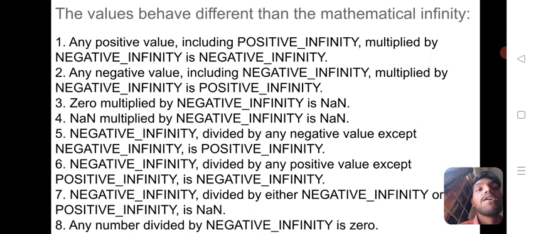Any positive value including positive infinity multiplied by negative infinity is negative infinity. Any negative value including negative infinity multiplied by negative infinity is positive infinity. Any number divided by negative infinity is 0.